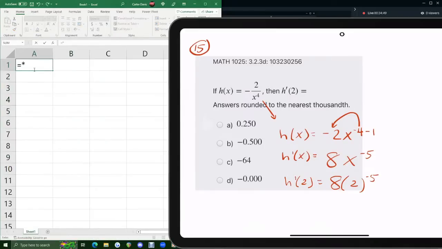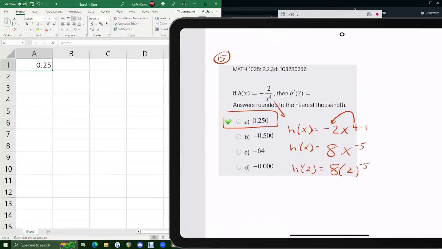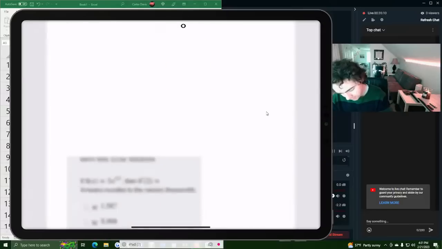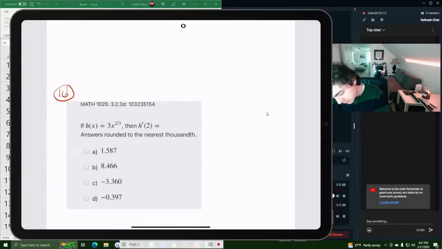So let's give that a shot here. We'll do 8 times 2 raised to the negative 5. As a result, we get 0.25, which shows up in option A. All right, let's keep rolling. That was number 15. Here's number 16.